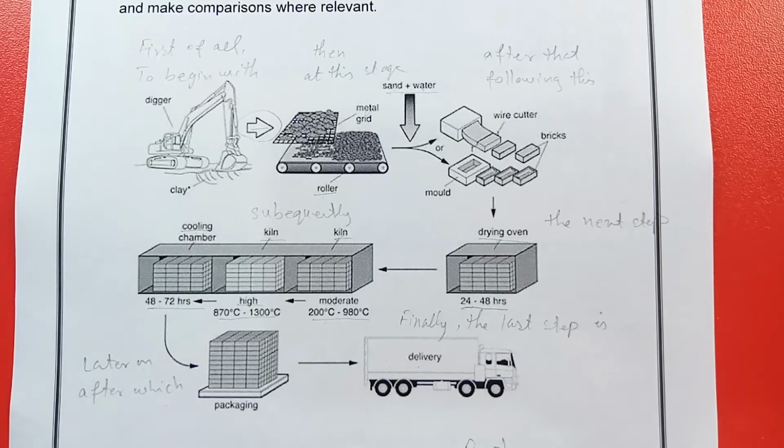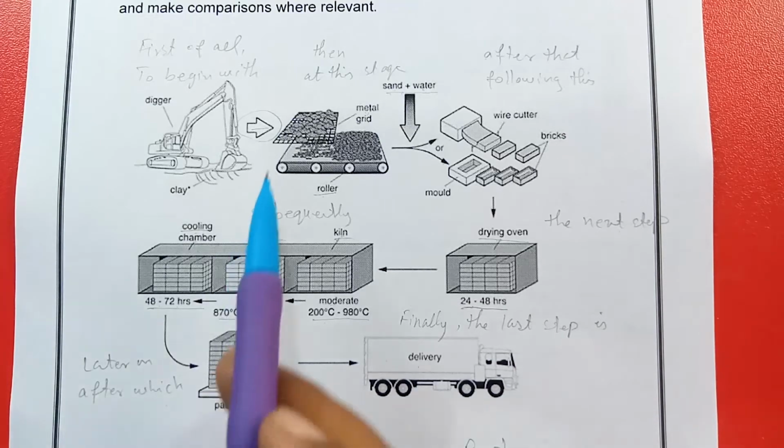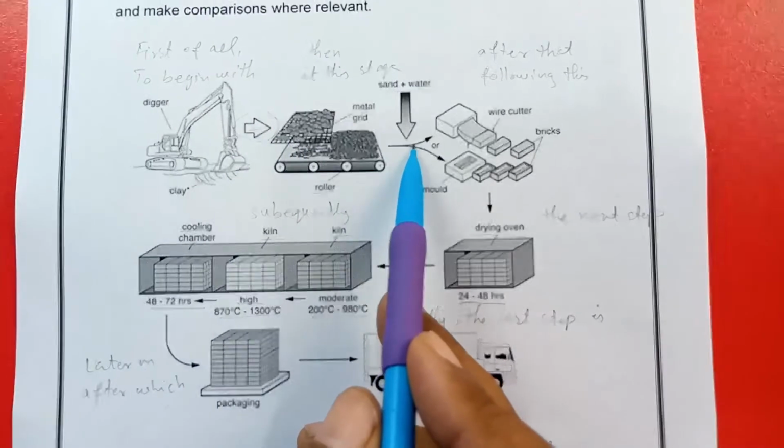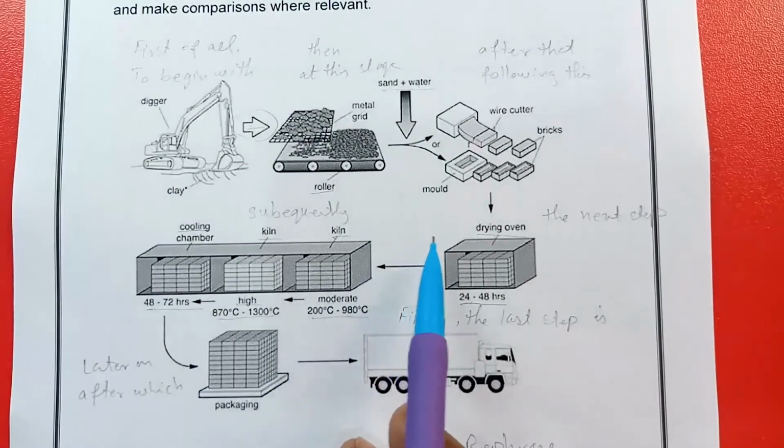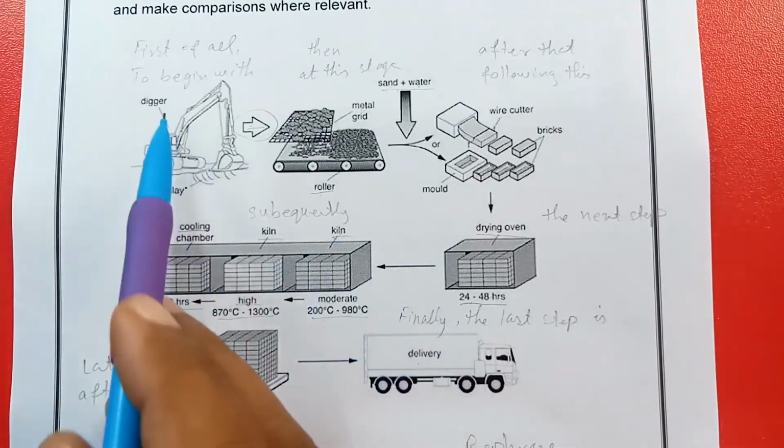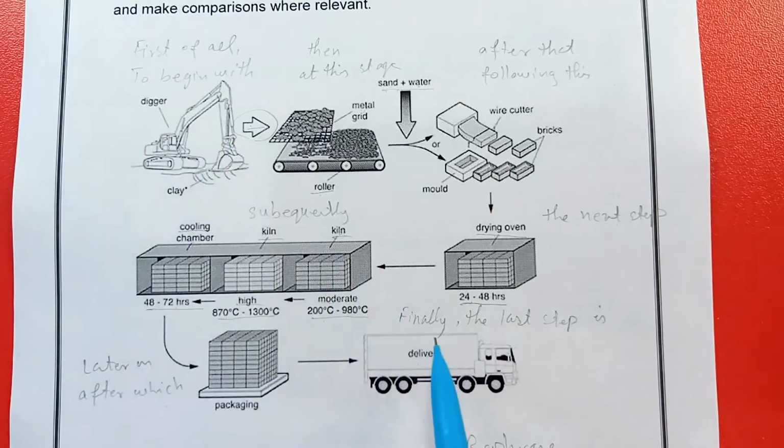This is the process. You can start with first of all, and end with the last step. You can start with to begin with. This is finally. These are the connectors you have to use in the process diagram, and this is the requirement. Now I have prepared a model answer for you.